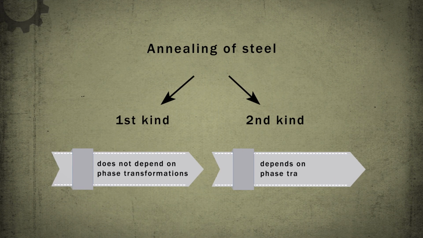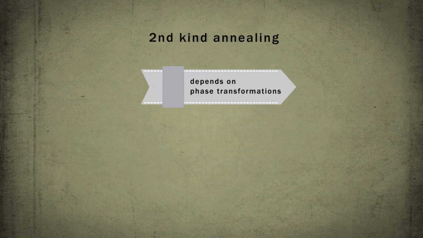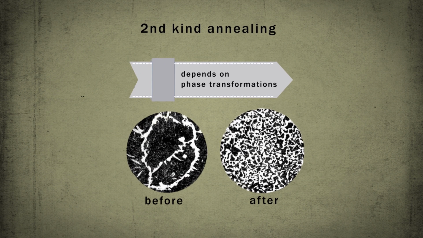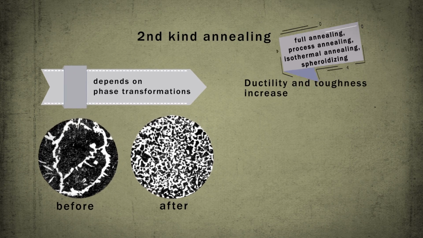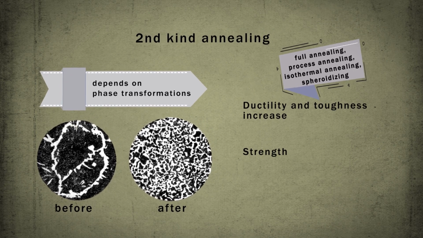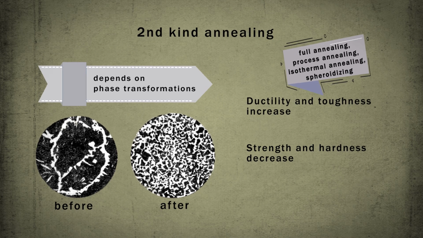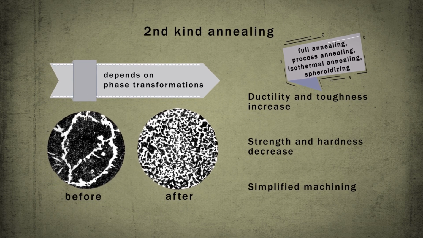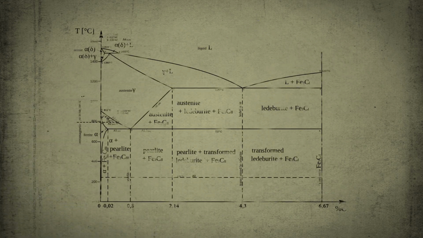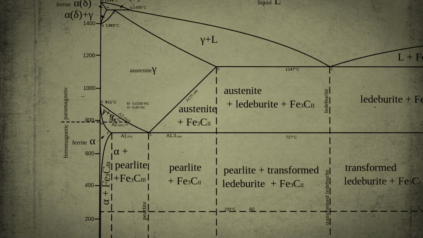Second kind annealing is intended to change the phase composition of steel. As a result, the grain is crushed, the ductility and viscosity of the metal are increased, the strength and hardness are decreased, which simplifies subsequent machining, for example, cutting and pressure processing.